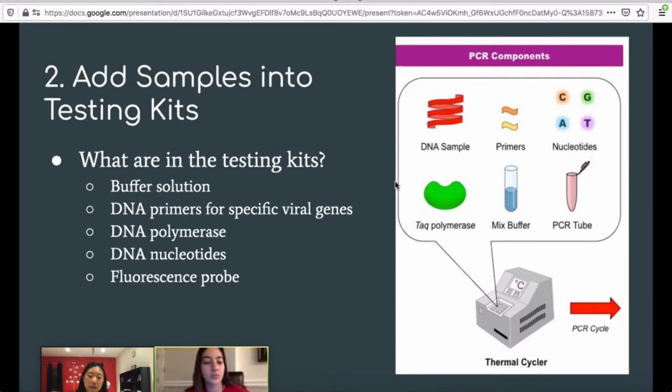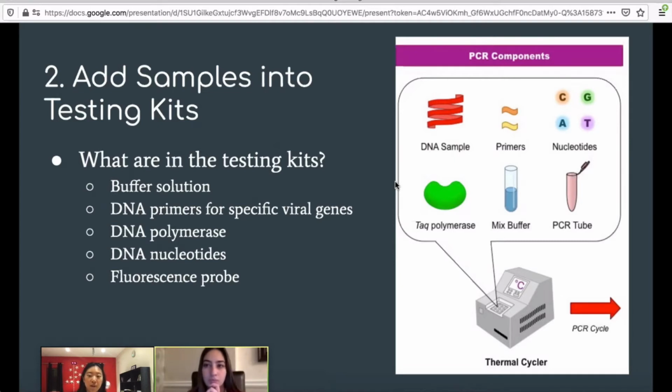So when viruses infect your body, they attack your cells and put their own genetic materials into your cells. So for COVID-19, they have RNAs. And when these RNAs get into your cell, they will become part of your DNA. So what we're trying to do is to use the primers specific for COVID-19 to attach to the infected part of your own DNA, and then we start to amplify these samples.